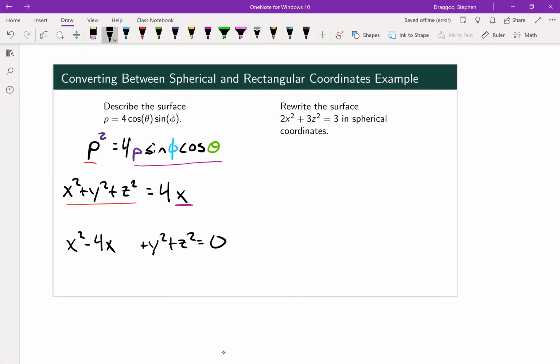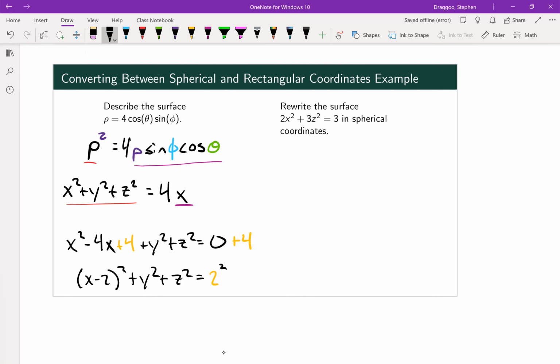But then I want to complete the square on x. So if I've got x squared minus 4x, the completed square means I need to add 4 to have a square that's completable. And if I add 4 to the left side, I also add 4 to the right side, meaning that I get x minus 2 squared plus y squared plus z squared equals 2 squared.